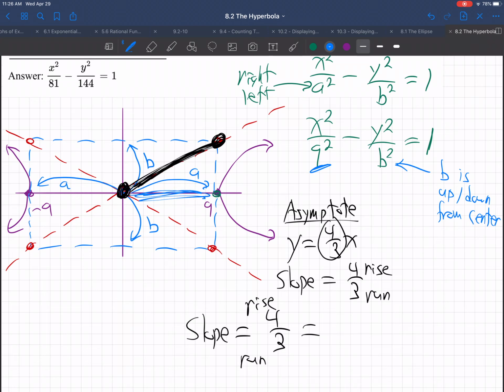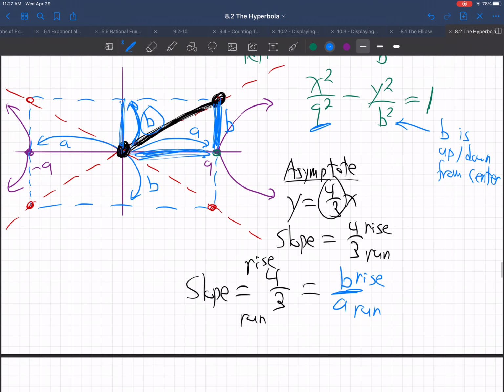It goes over a, that's the run, and it goes up b. See the b here? That's how far up it goes. I could just move it over here, same thing. It goes over a, up b. So the b is the rise, right? It's how far up from the middle. It's either place you want to put it. The b is the rise, and the a is the run. You see, the slope of that diagonal asymptote line, rise over run, is also b over a.